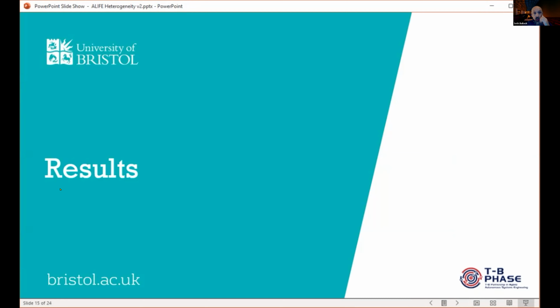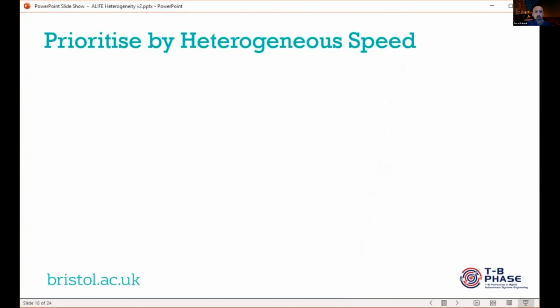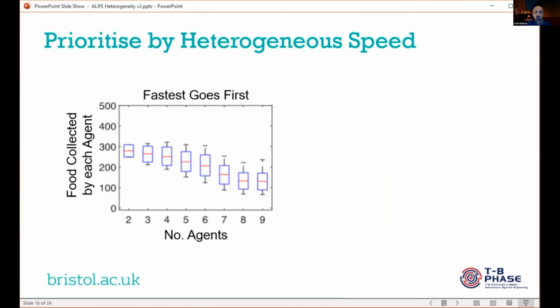So here's some of our results. First of all, let's look at prioritizing agents by speed, letting the fastest agents go first. So here we can see what happens in many runs with 2 agents, 3 agents, 4 agents, etc., all the way up to 9 agents. And what we're plotting here is the amount of food or the number of journeys performed by each agent. And you can see as the number of agents goes up, the number of journeys performed by each agent goes down because of the spatial interference.